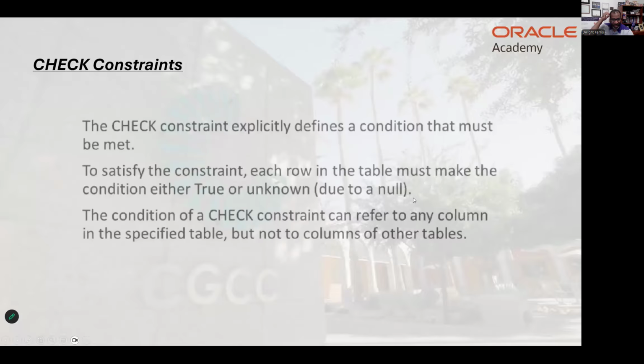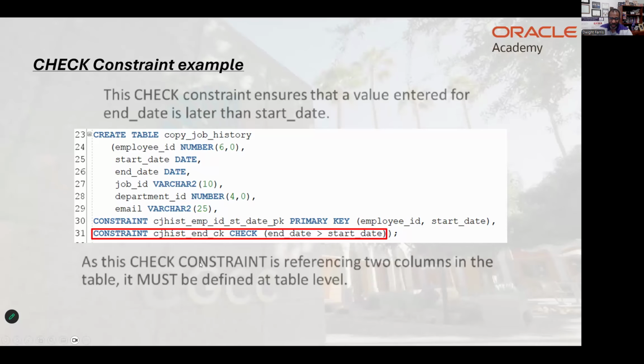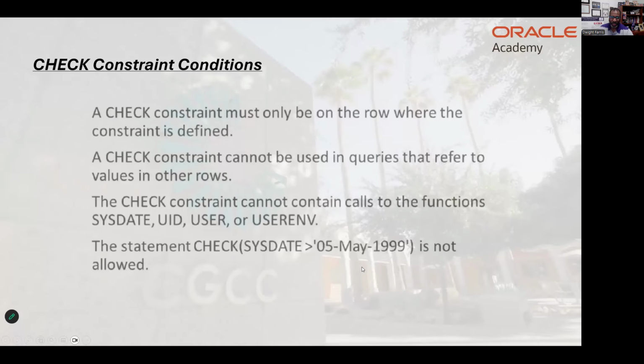All right. Check constraints explicitly define a specific condition. And you can probably see where this is going. You can use check constraints to ensure that there's certain types of data. So here we have a check constraint that's making sure that our end date is greater than our start date. Basically our end date and start date have that association, so you're checking a relationship between those particular columns.